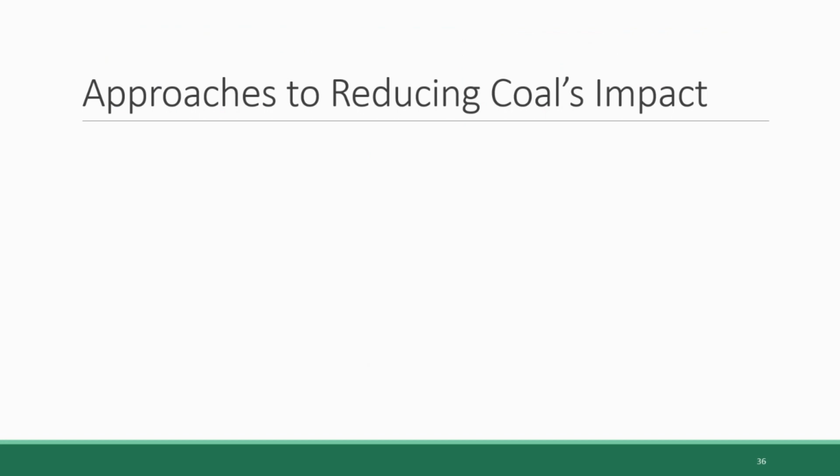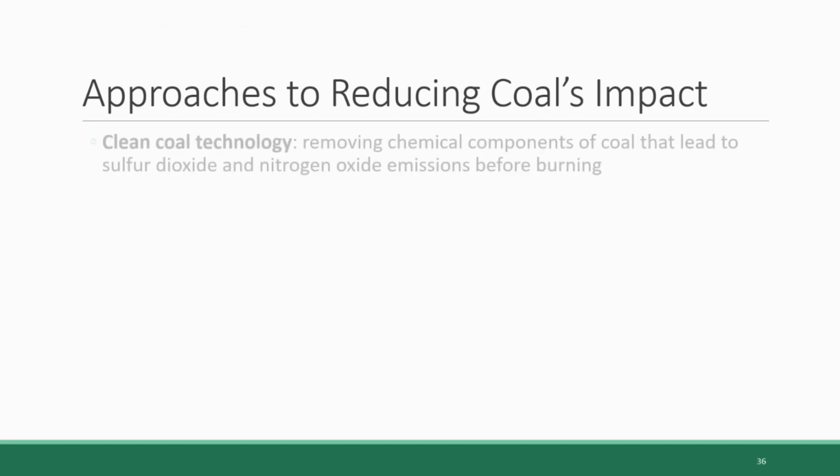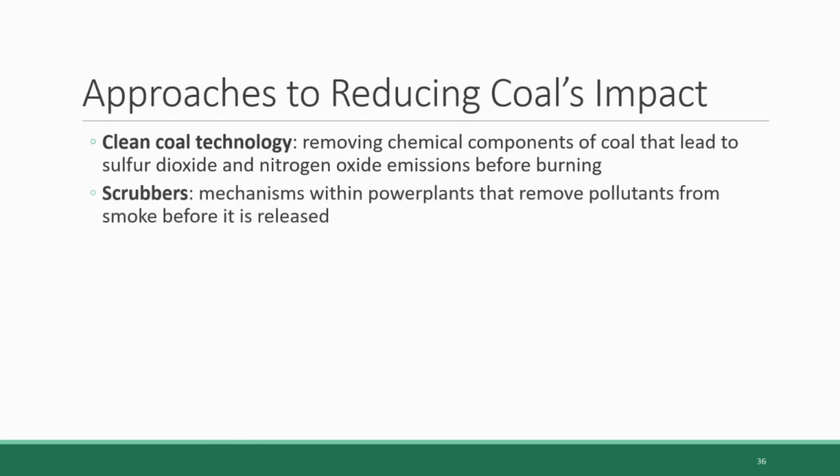In recent years, there have been more efforts to make coal-fired power plants cleaner and less polluting. And these include what's branded as clean coal technology, which removes the chemical components of the coal that lead to sulfur dioxide and nitrogen oxide emissions before the coal is burned. Scrubbers are also standard technology in the US. These are mechanisms installed within the power plant that remove pollutants from the smoke before it's released.